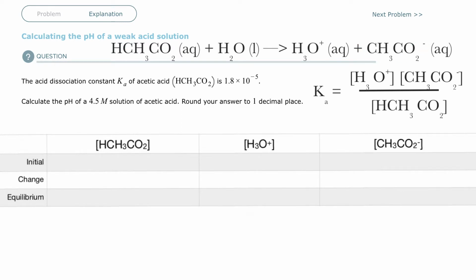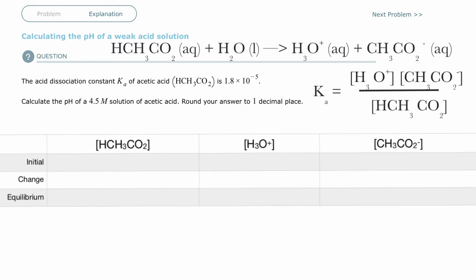So in order to find the expression for the constant, it's going to be your products raised to the power of the coefficient. Now all these happen to be ones. I balanced this, but there's no coefficients. So this would be hydronium raised to the 1 power, and then acetate raised to the 1 power, and then the acetic acid raised to the 1 power. So the K sub A, or the acid constant, is the products divided by the reactants. So this is the expression.